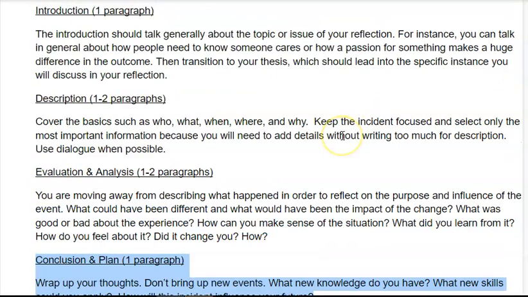So the minimum paragraphs you have to have, 1, 2, 3, 4. You can have 2 paragraphs in your description and your evaluation analysis, which means that you could have 6 paragraphs. A lot of people end up having 5 because they have 1 introduction, 2 for the description, 1 for evaluation and analysis, and 1 for conclusion and plan. So those are the components of the essay.